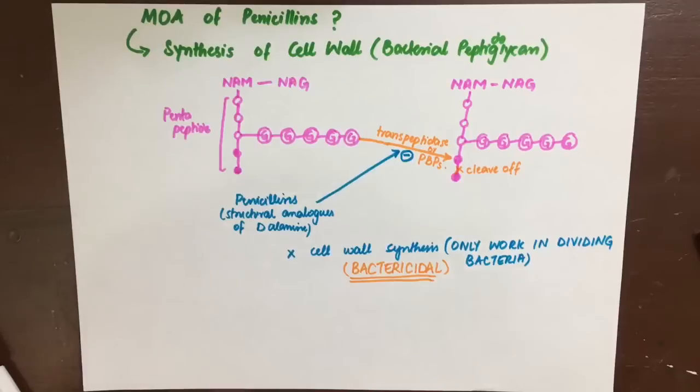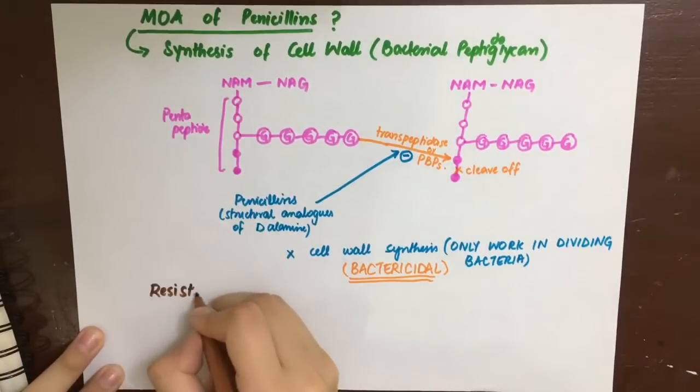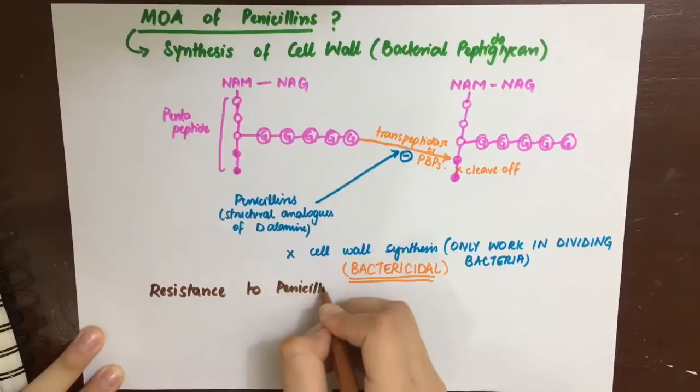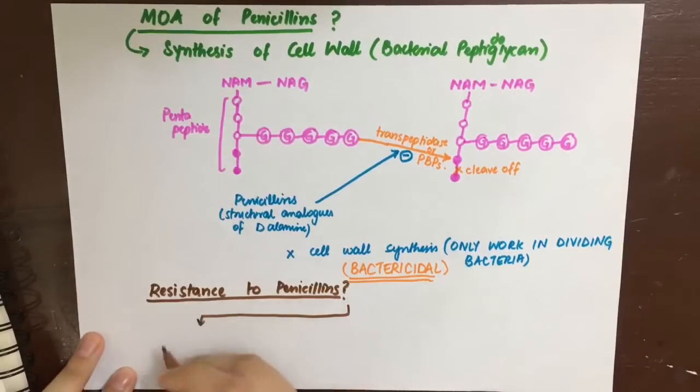By inhibiting cell wall synthesis, they will actually cause the bacterial cell to lyse and thus have bactericidal action. Now, that's all right about the mechanism of action, but there are many bacteria which have now become resistant to penicillins via three major mechanisms.